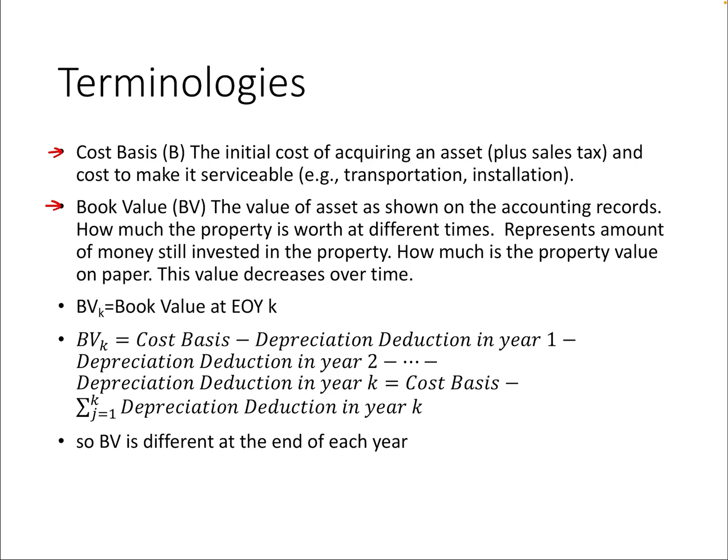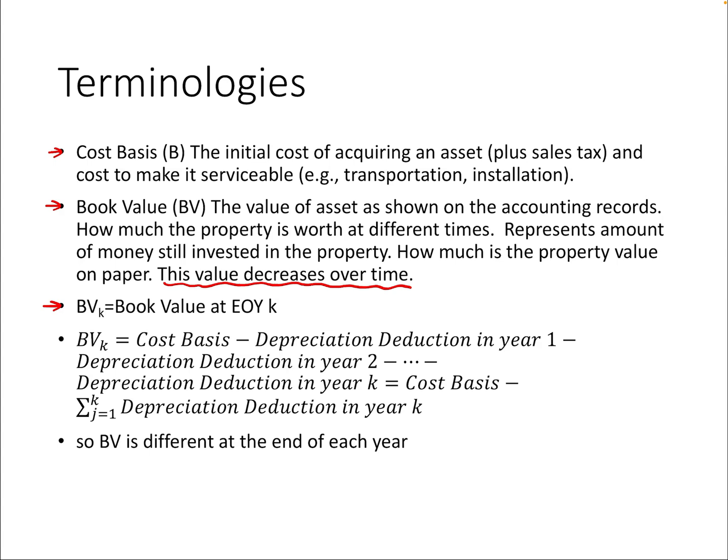Okay, and book value, the value of asset as shown on the accounting book, right? And the book value represents the amount of money still invested in the property. So because you still invested that money, so that money should be cut out from your taxable income, which will reduce your tax. And this value, the book value, decrease over time because you are losing value of your property, so that book value is decreasing over time. Okay, you get a smaller number invested for that equipment.